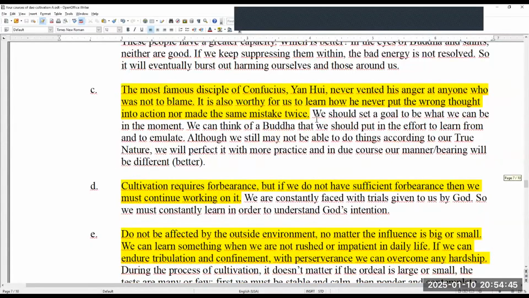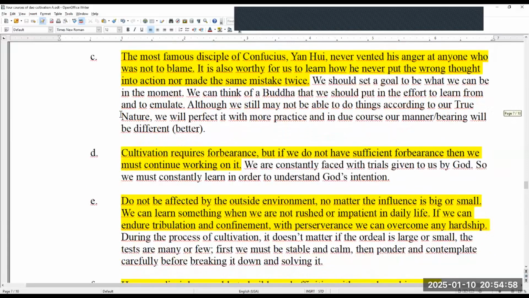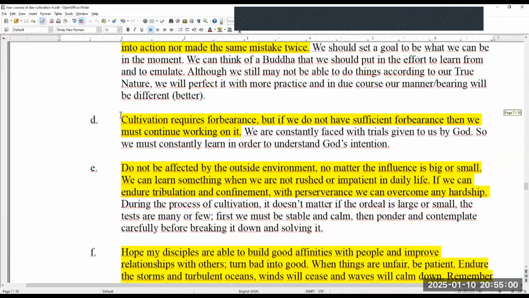In this everyday life of ours, sometimes we do make mistakes, but it's important that we repent and introspect about it ourselves. Cultivation requires forbearance. If we do not have sufficient forbearance, then we must continue to work on it.